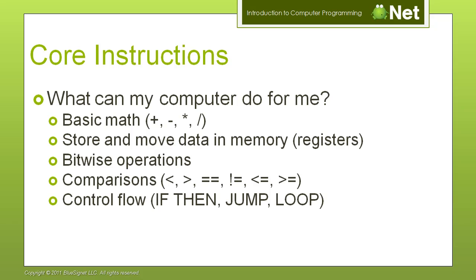Comparisons: if something is greater than, less than, equivalent to, or not equal to. And control flow. So if this happens, then do this. Or once you get to this point in the program, jump over to another point in the program. Or execute this code while this condition is true, which is the concept of a loop. So these are the basic things a computer can do.